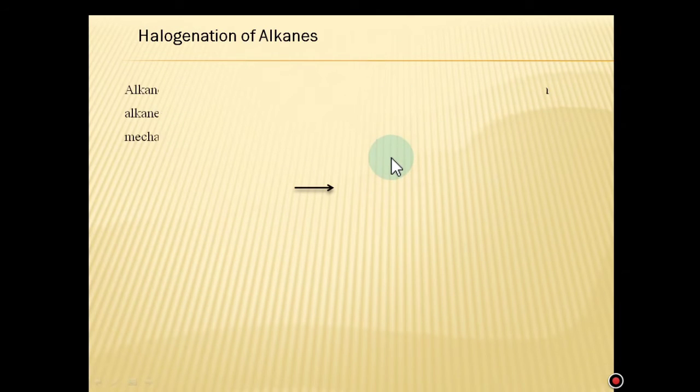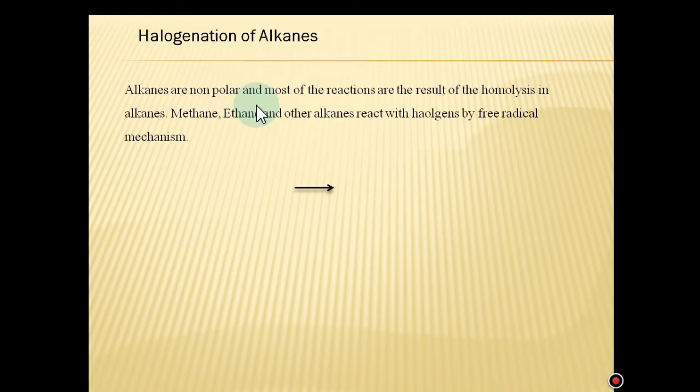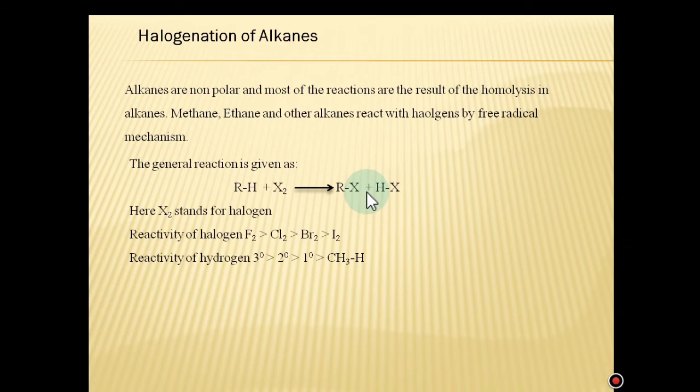Now, take up the example of halogenation of alkanes. Alkanes are non-polar, and most of the reactions are a result of homolysis. Methane, ethane, and other alkanes react with halogens by free radical mechanism. The general reaction is RH, which represents an alkane, plus X2, a halogen, giving RX, alkyl halides, and HX. Here X2 stands for the halogen. The reactivity of halogens for a given alkane is fluorine, chlorine, bromine, and iodine. And the reactivity of hydrogen is 3 degree, 2 degree, 1 degree, and CH3.